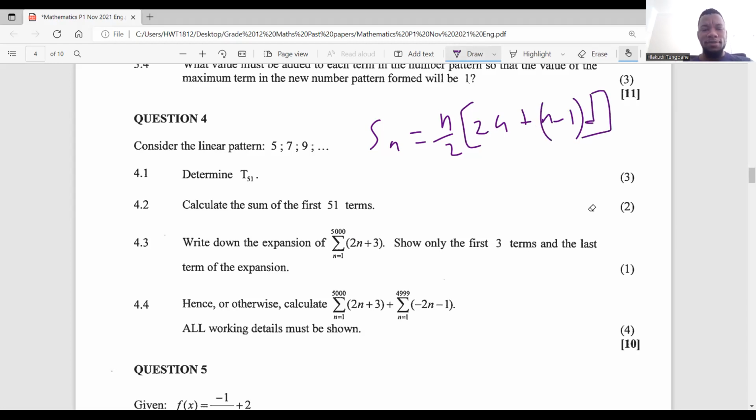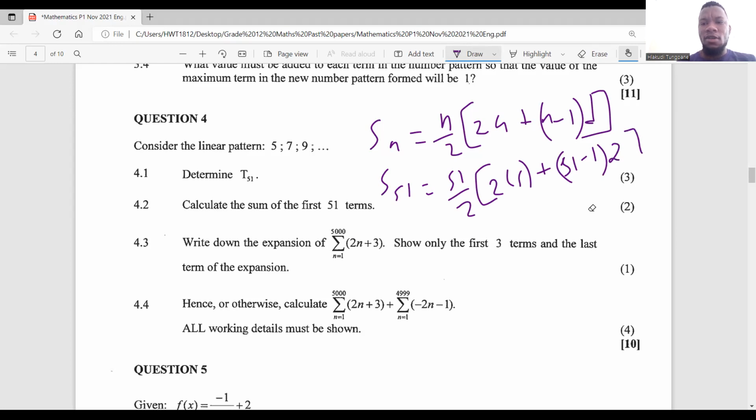So if we substitute for S51, it's going to be 51 over 2. Remember, a is 5, so 2 times 5, and then plus n, which is 51, minus 1. What is d? d is 2, remember? Then you just simplify this. If you simplify this, you're going to have 51 over 2.